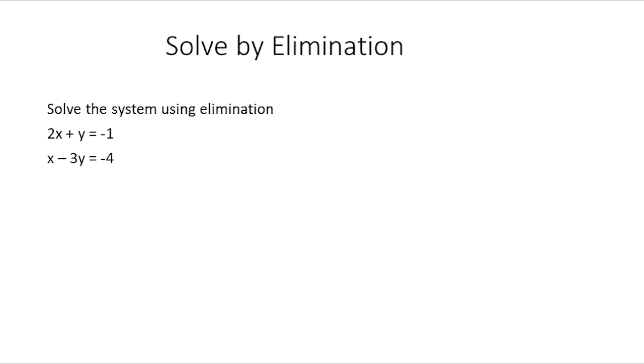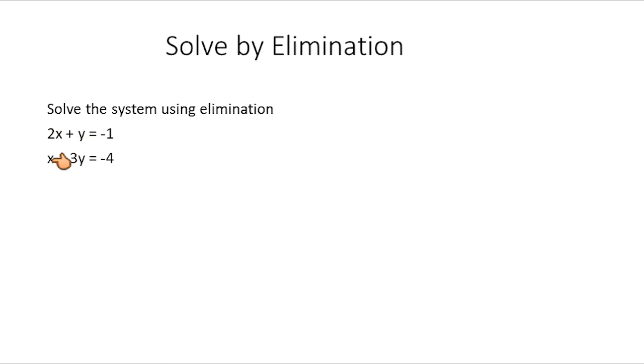The next problem, we have 2x plus y equals negative 1 and x minus 3y equals negative 4. With these x's, I can't cancel. I can't add them and they cancel. The same with the y's. I can't add them and they cancel. So what we want to do is we want to either decide that we want to cancel the x's or decide that we want to cancel the y's.